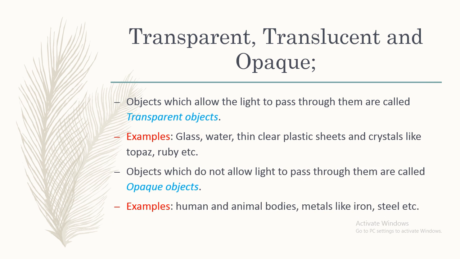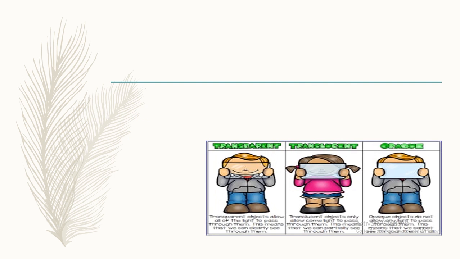Objects which do not allow light to pass through them are called opaque objects. One cannot see through such objects. Examples of opaque objects are the human body and animal body, metals like iron and steel, etc. Household items such as television sets and vegetables like tomato and potato, etc., are opaque objects.